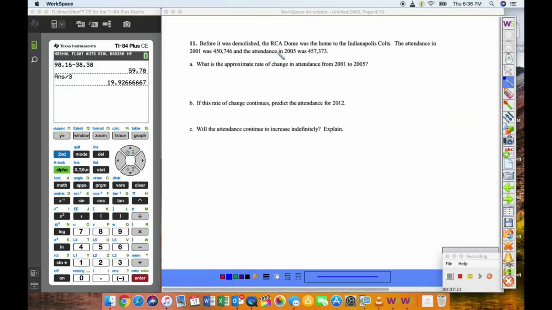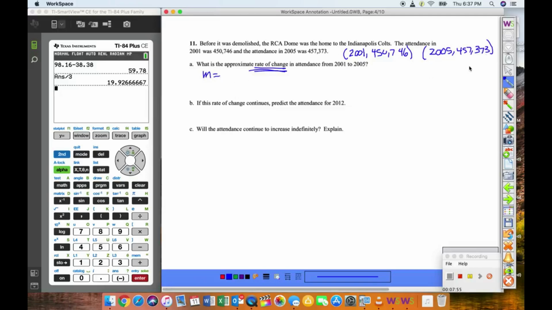Before it was demolished, the RCA Dome was the home to the Indianapolis Colts. For those who don't know, that's a professional football team. The attendance in 2001 was this much, and the attendance in 2005 was this much. What is the approximate rate of change in the attendance from 2001 to 2005? So let's write two ordered pairs. 2001 is a year, and here's the attendance, 450,746. And the other ordered pair was 2005, 457,373. And let's find the slope.